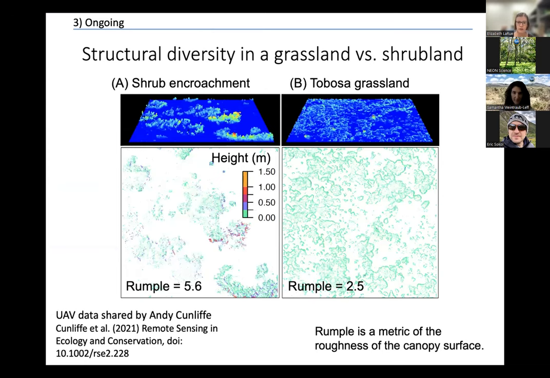And just a little bit of a preliminary look, comparing structural diversity in a grassland versus a shrubland. This is at Jornada Experimental Range, a NEON site in southern New Mexico, Chihuahuan Desert habitat, where we have a lot of shrub encroachment and also native grasslands. This is data looking at rumple, which is a measurement of the roughness of the canopy surface, and it's twice as high in the shrubland as it is in the grassland. So my group, with some new grad students working in the lab, is going to be expanding this work to look more extensively at how structural diversity patterns vary from grasslands and shrublands to forests, and also how that links to different ecosystem functions. So stay tuned. Exciting research coming soon.